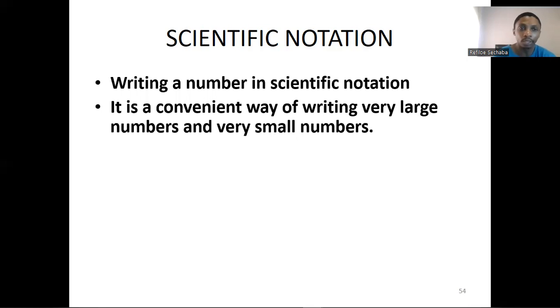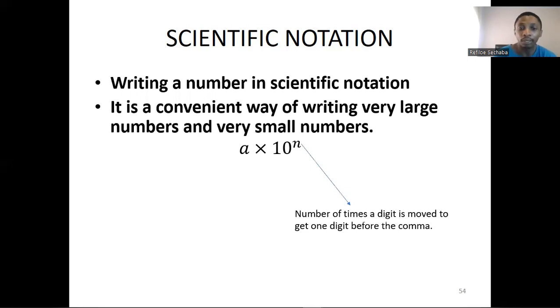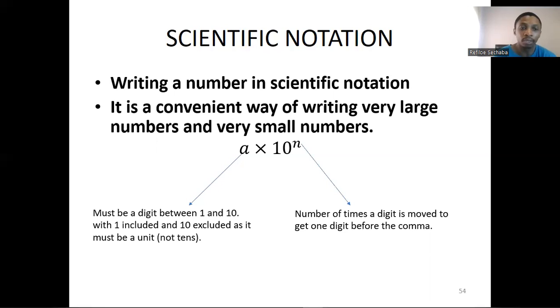Now, how do we write numbers in scientific notation, and why are we doing it? Scientific notation is a convenient way of writing very large and very small numbers. The exponent tells you how many times a digit has been moved to leave one digit before the comma. That must be a digit between 1 and 10, but it cannot be 10, all right? With 1 included and 10 excluded, as it must be a unit, not tens.